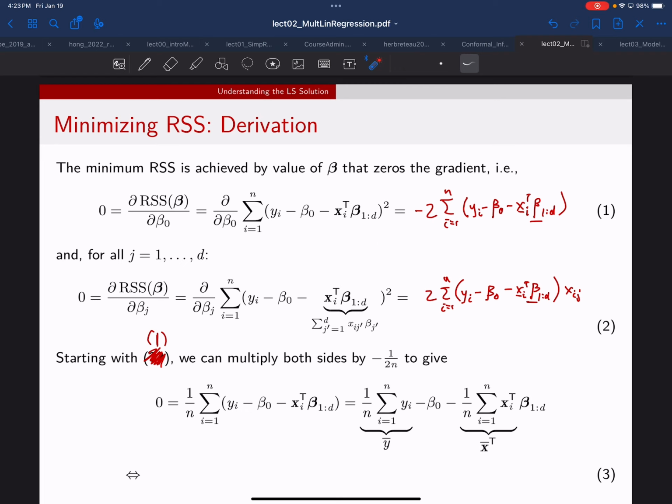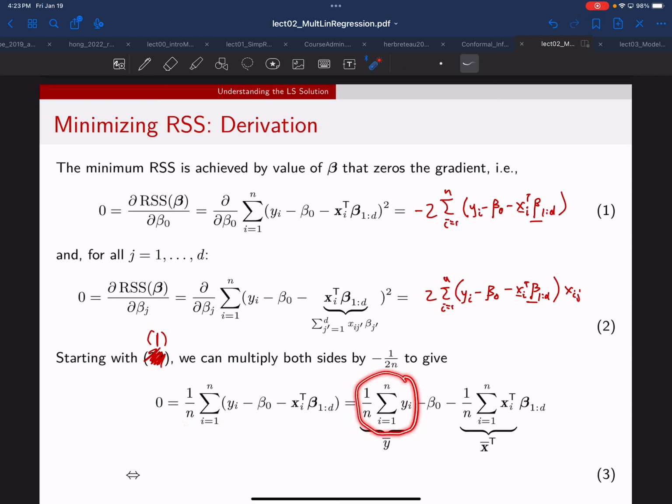So similar to last time, we want to turn this into a 1 over n so that this looks like an average. And because there's a 0 on the left, we can multiply both sides of this equation by minus 1 over 2n. And that will give us this. We basically have this nice 1 over n here. Now things start to look kind of familiar. And in fact, we can distribute this average over those 3 terms.